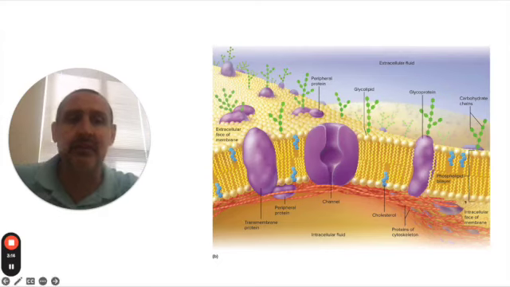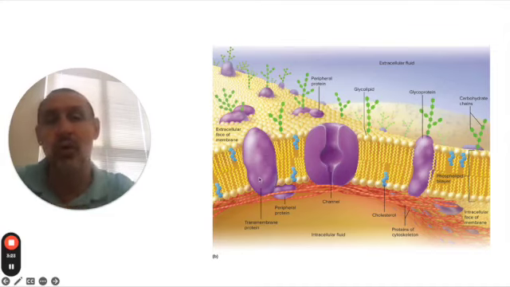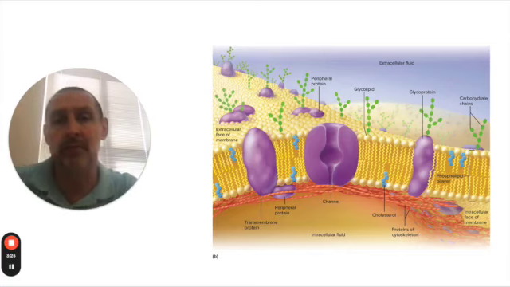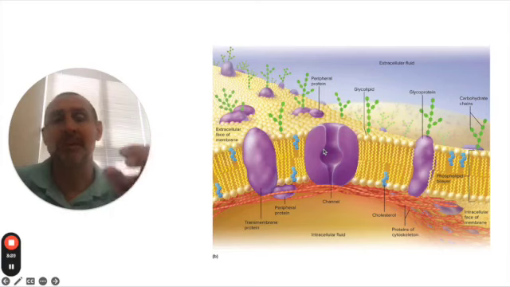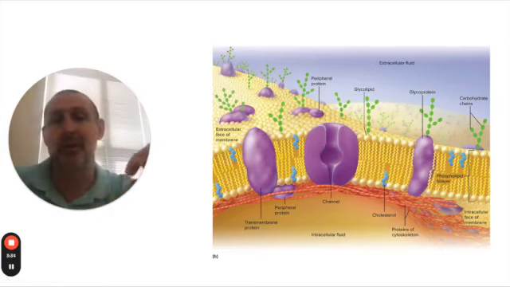Embedded in that phospholipid bilayer are some proteins. Now, some of these proteins you can see here are transmembrane proteins. That means they go all the way through the membrane. Then you have these other proteins that are channel proteins. That means they create a gate or window or door in this phospholipid bilayer.